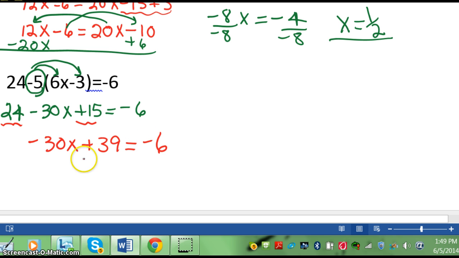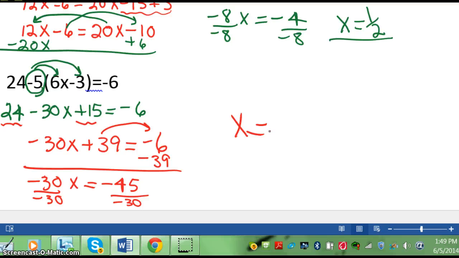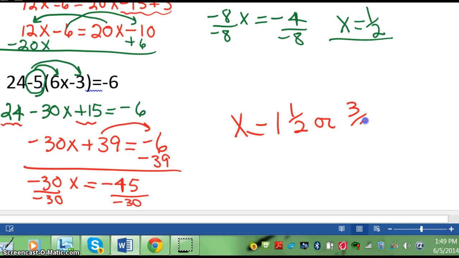24 plus 15 is 39. I'm going to bring the 39 over, making that negative 39. Negative 30x equals negative 45. Divide by a negative 30. And then on your calculator, what you can do is just take 45 fraction 30, hit your equal sign, which would be 1 1/2 or 1.5 or 3/2. Now if they want a decimal number, you'll write 1.5.